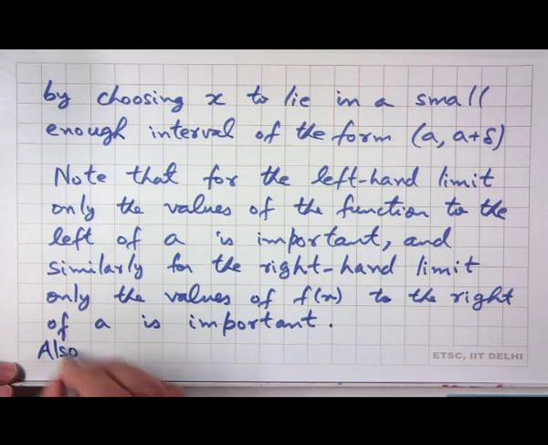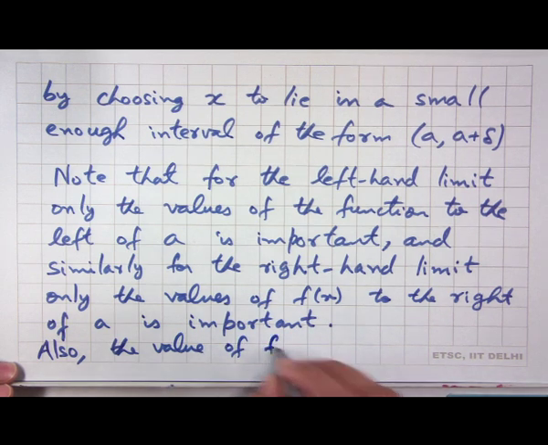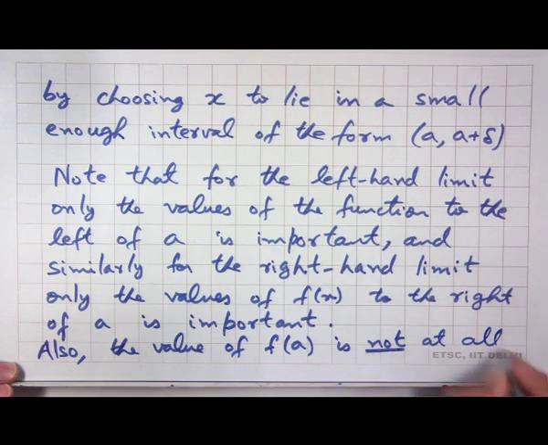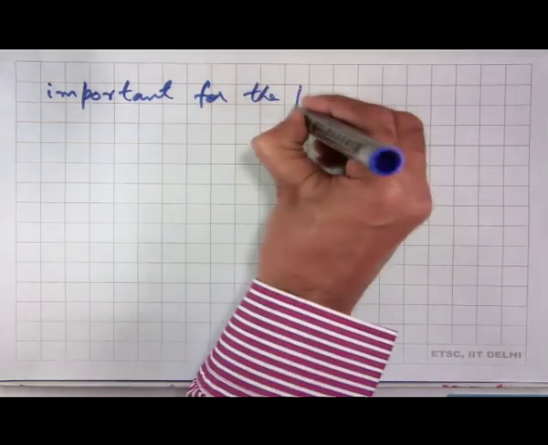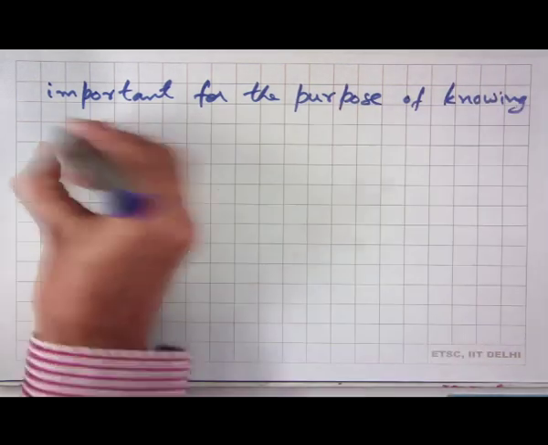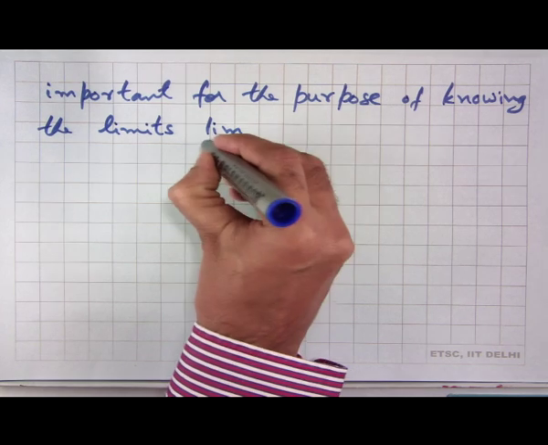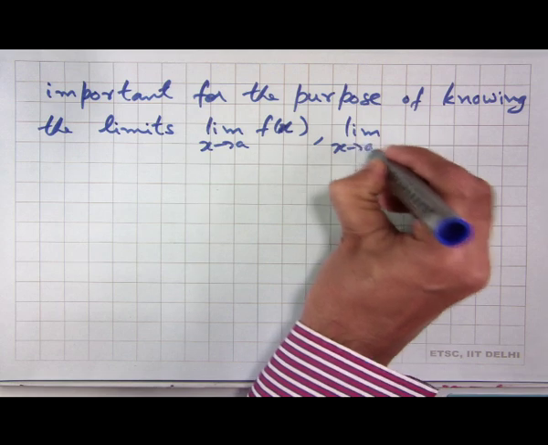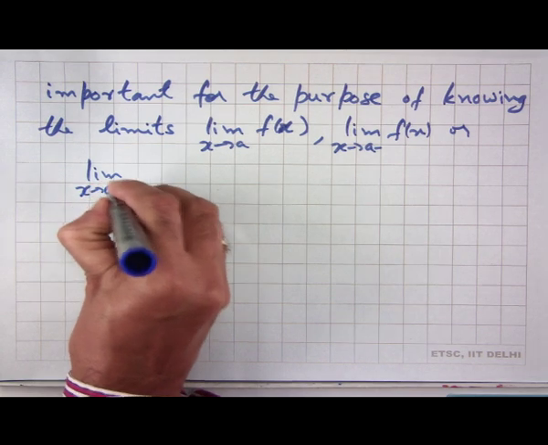Also, the value of f of a is not at all important for the purpose of knowing the limits, whether it is the limit as x goes to a of f of x, or the left hand limit of f of x at a, or the right hand limit of f of x at a.